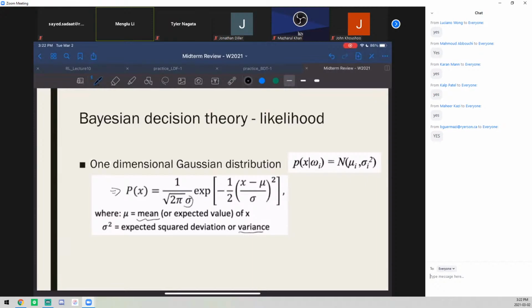So here is the sigma, and we always plug the sigma square into the Gaussian. We usually write the Gaussian like this. Okay, this one is the 1D Gaussian.